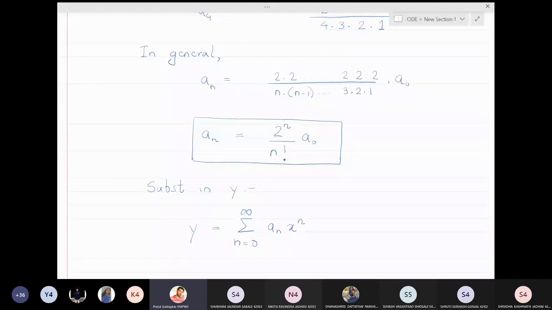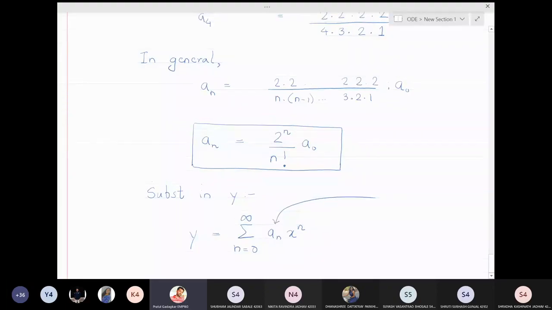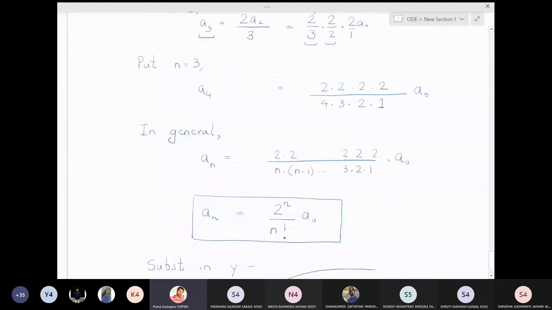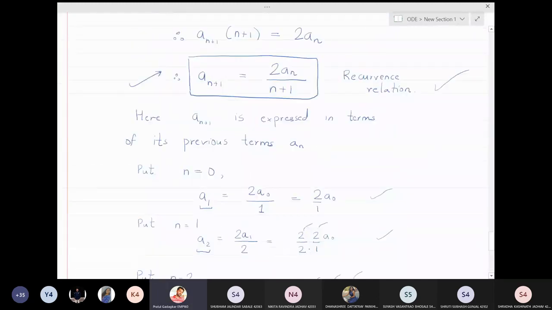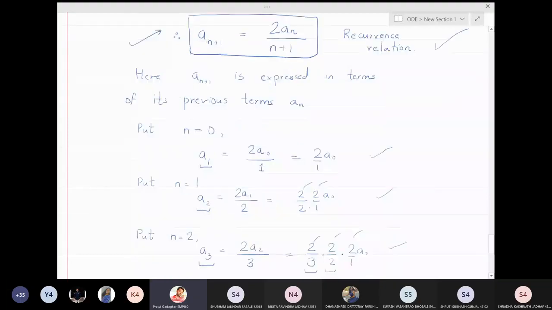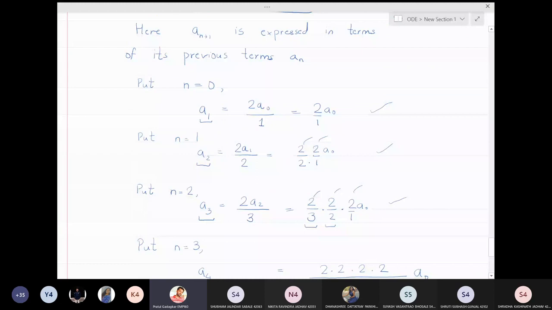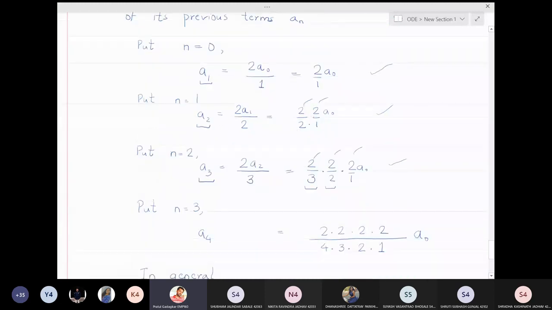Our target is to find this a_n. This a_n we wanted to find. To find this a_n, you have to actually solve this recurrence relation. If you know a little bit about recurrence relations, the method that I have used to solve this recurrence relation is called the iterative method of solving a recurrence relation.